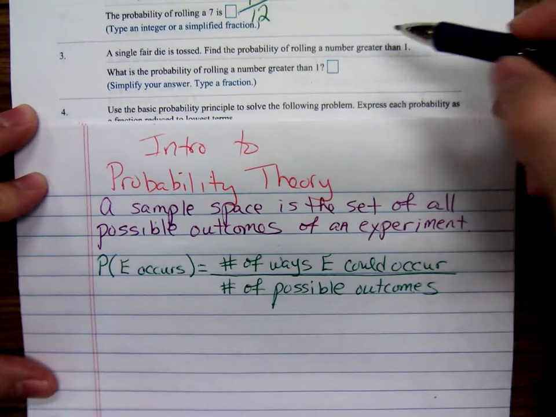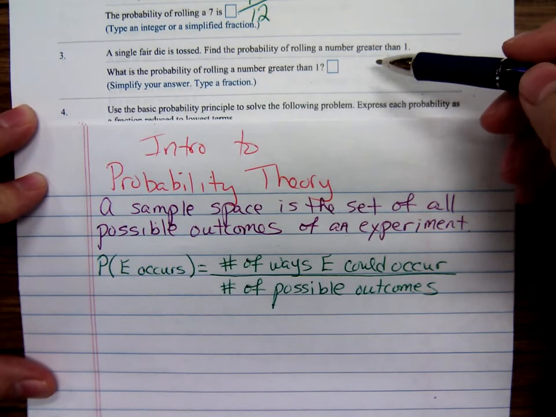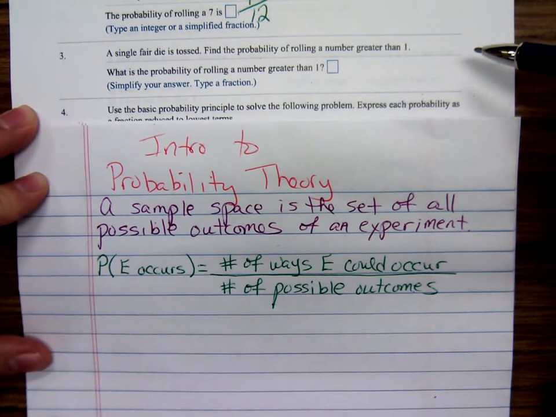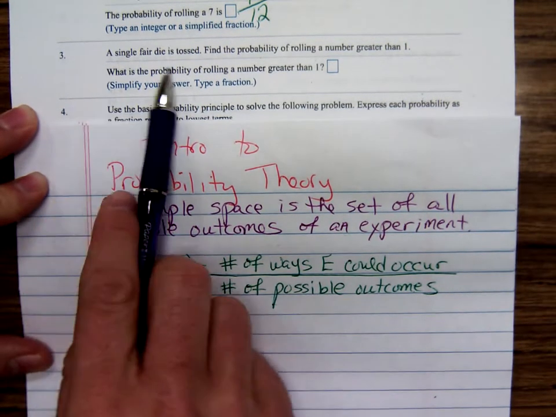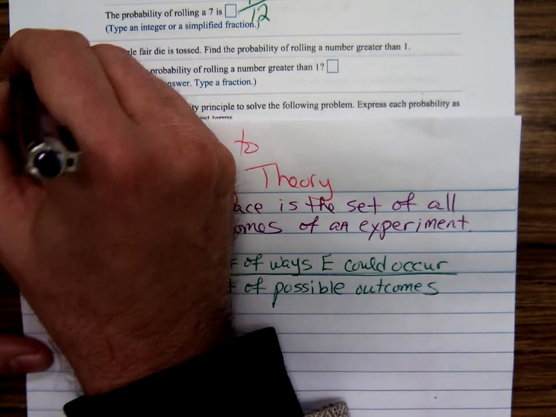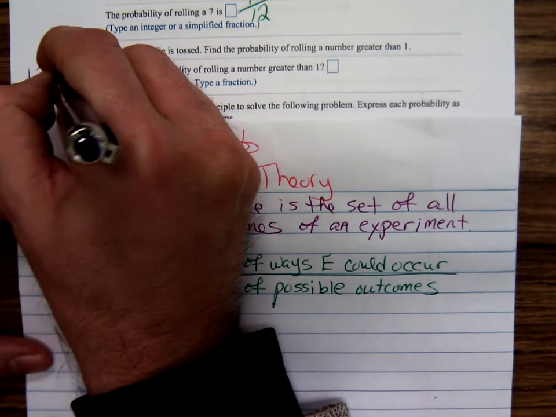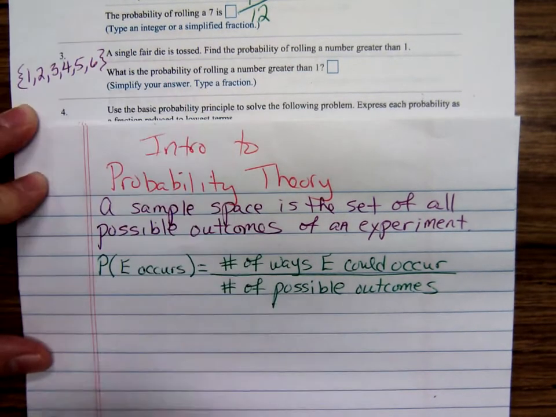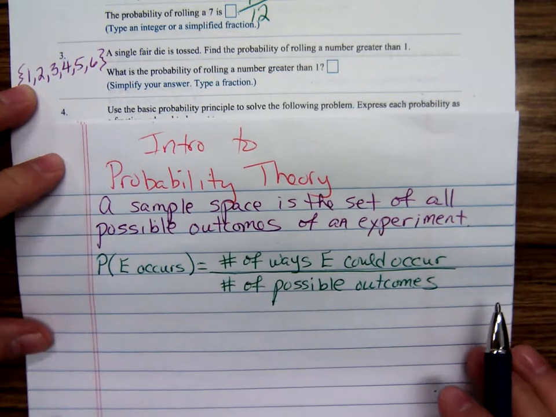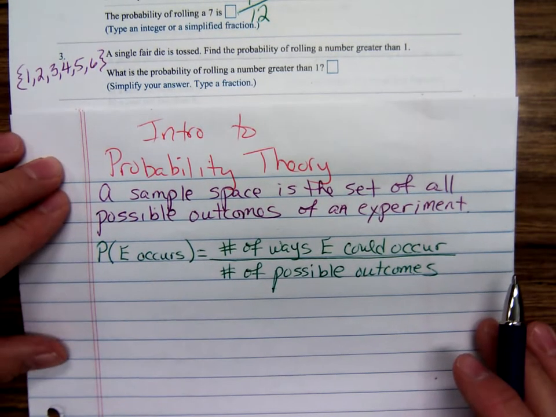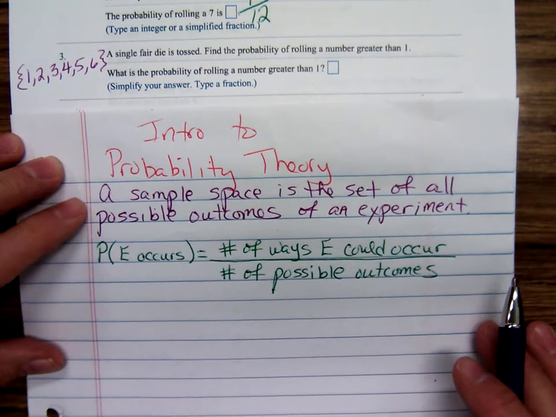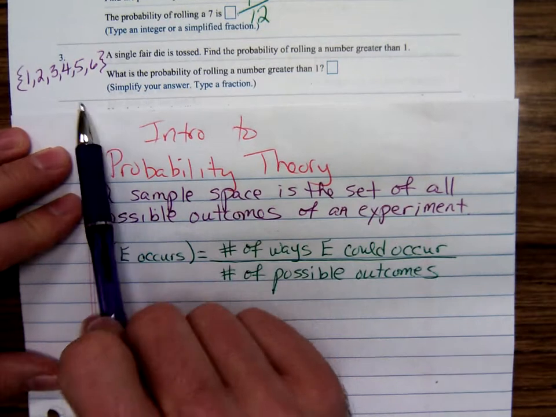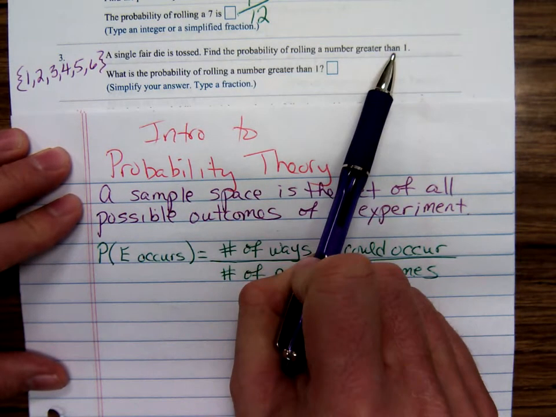Problem number 3. Here it just says a single fair die is rolled. Find the probability of rolling a number greater than 1. Well, don't assume a 12-sided die. We're assuming just a normal die. That's singular for dice. When I first heard that years ago as a student, I thought, that's a stupid word. Did y'all know that? Dice is the plural form of die. I didn't know that. I thought you could have one dice, but that was way back when I was a teenager. Okay, so what's the probability of rolling a number greater than 1?